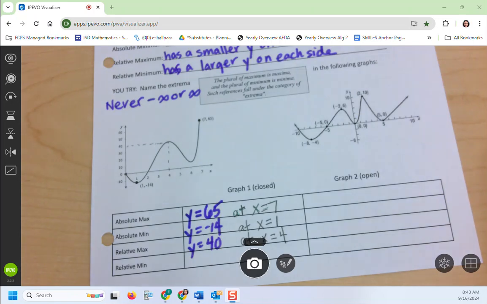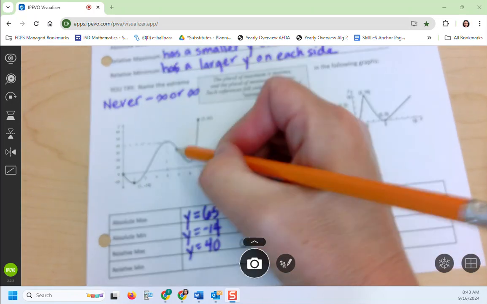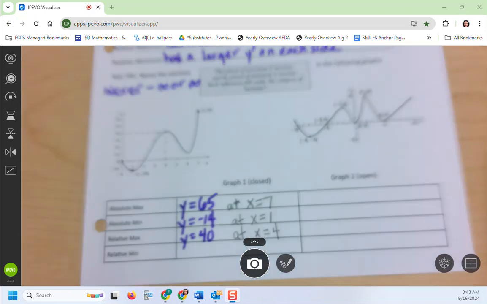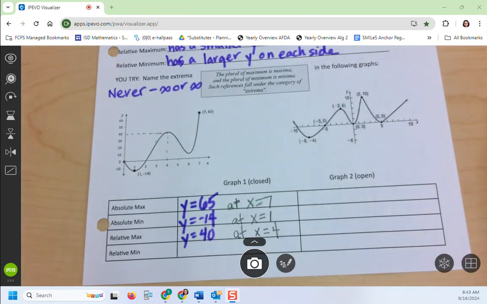So the relative maximum isn't the highest point on the graph. No, it just has to have points that are lower than it on its left and its right. And then it looks like a mountaintop. A relative maximum will look like a mountaintop. Sometimes it can be both a relative maximum and an absolute maximum, but not in this case because we had a different absolute maximum.